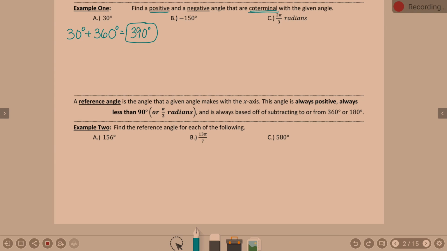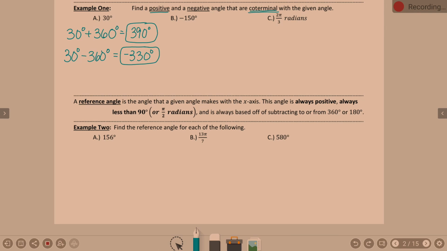Now, in order to find a negative coterminal angle, we want to subtract 360. So 30 degrees minus 360 degrees is negative 330 degrees. That's it? That's it.